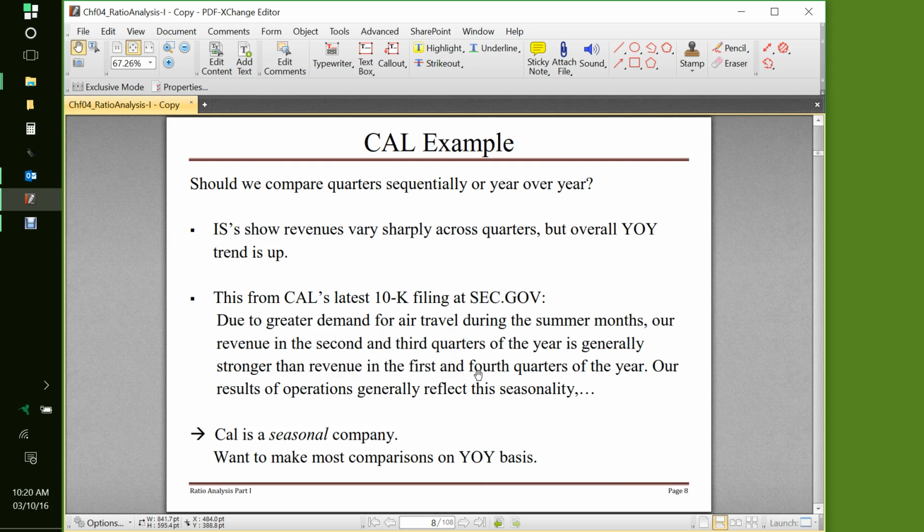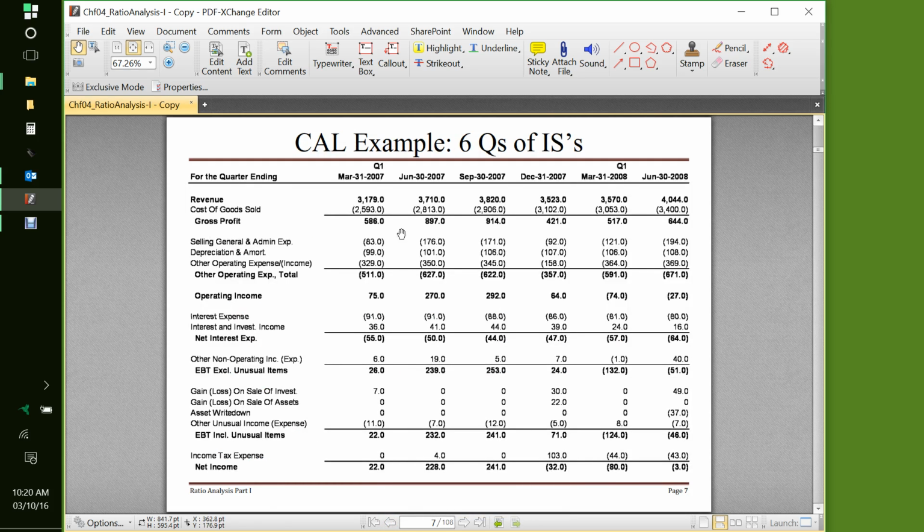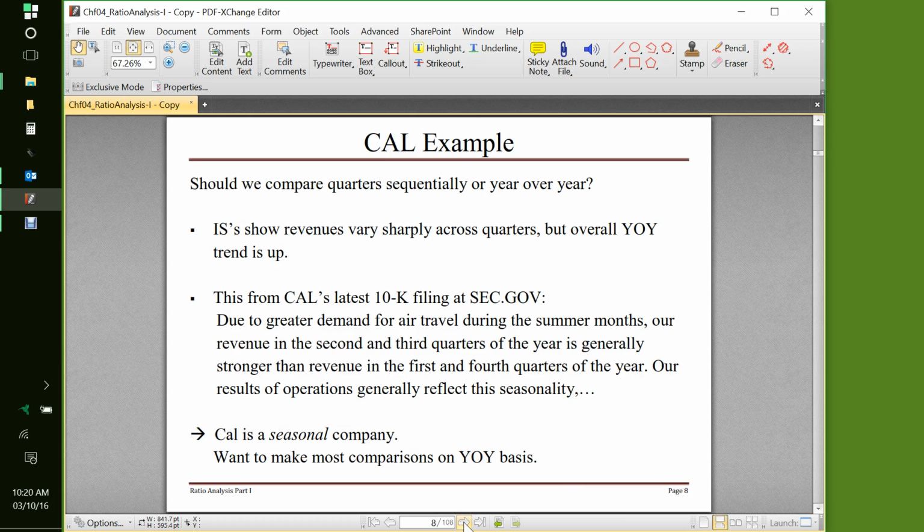If you look at the income statement revenues, you'll see that on a quarterly basis, the revenues are bouncing around a lot, and you can't see it here, but if we had more data, you'd be able to conclude that the overall year-on-year trend is up.